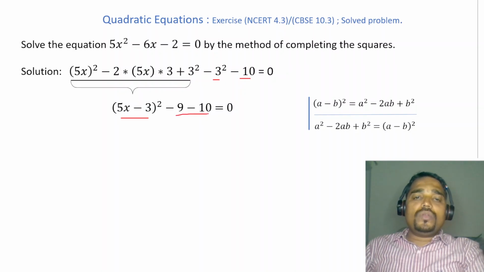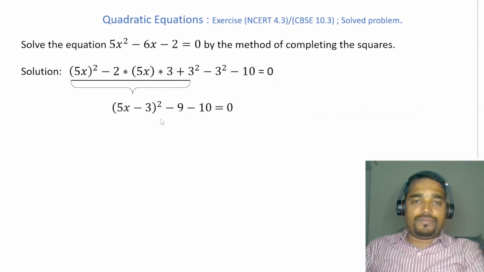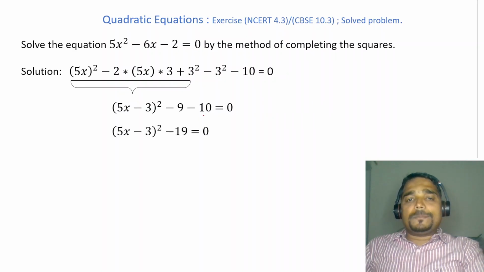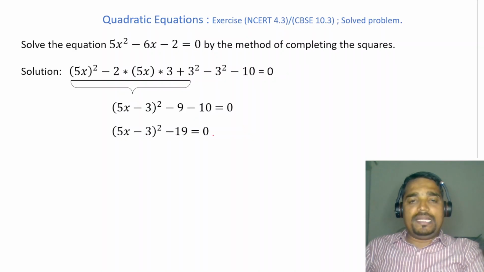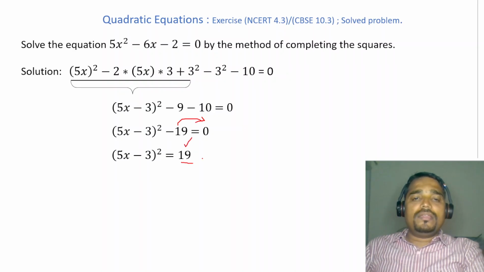Now, these two numbers would get simplified. 9 and 10 both have the same sign, therefore they would get added up and become 19 in the next step, that is 5x minus 3 whole square minus 19 is equal to 0. Or upon transposing minus 19 towards the RHS, minus 19 becomes plus 19. That is what we see here.